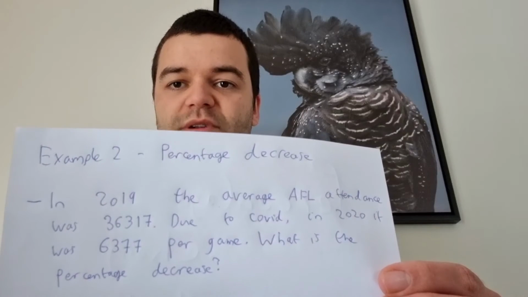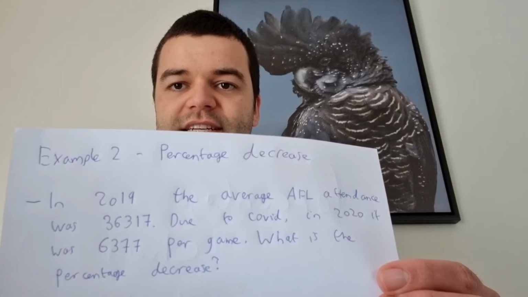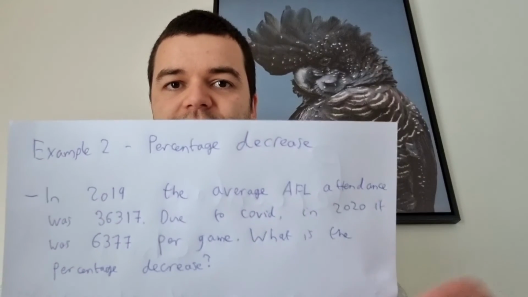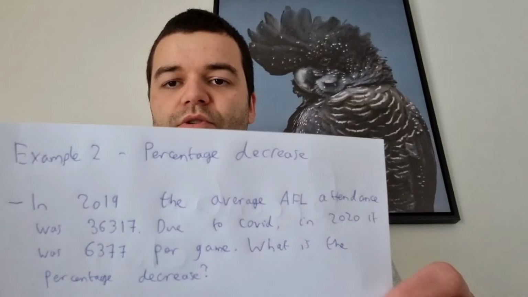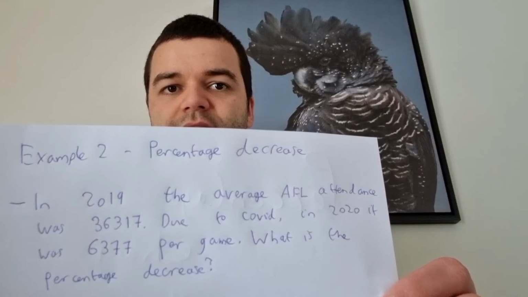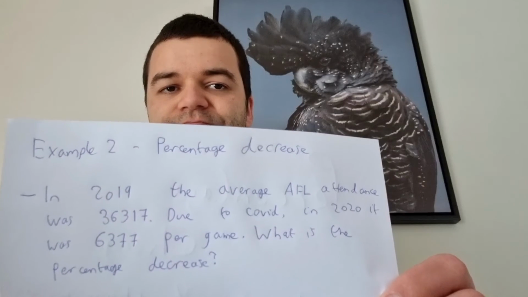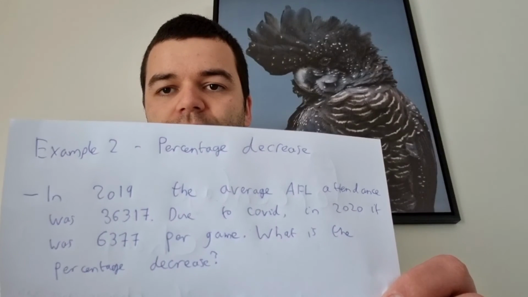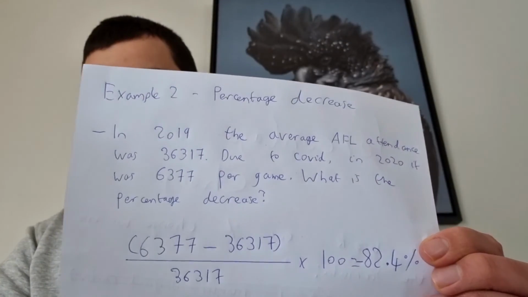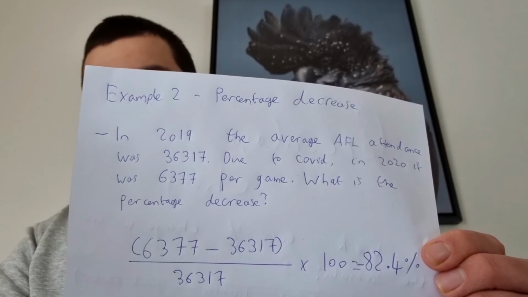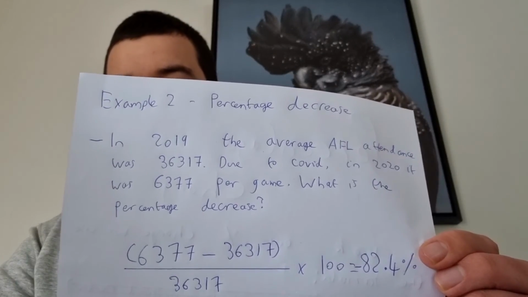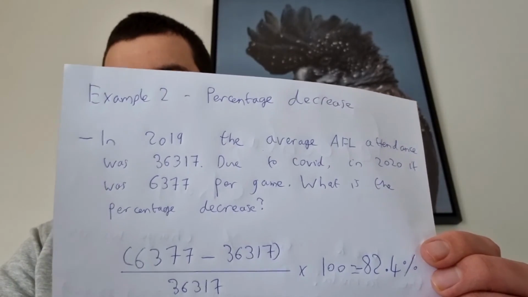So once again, you just want to put it into the formula that you hopefully have written down. So as a reminder, in this, your original number is 36,317, and your final number is 6,377. So quickly try to work that out. So hopefully what you should have got, putting the numbers in, is that it ends up as negative 82.4%, meaning the crowds were 82.4% smaller than they were in the previous year.